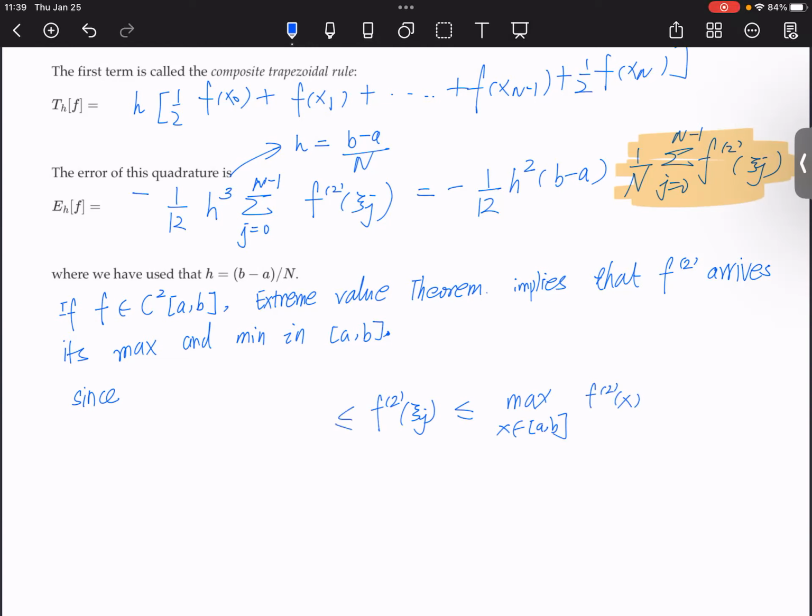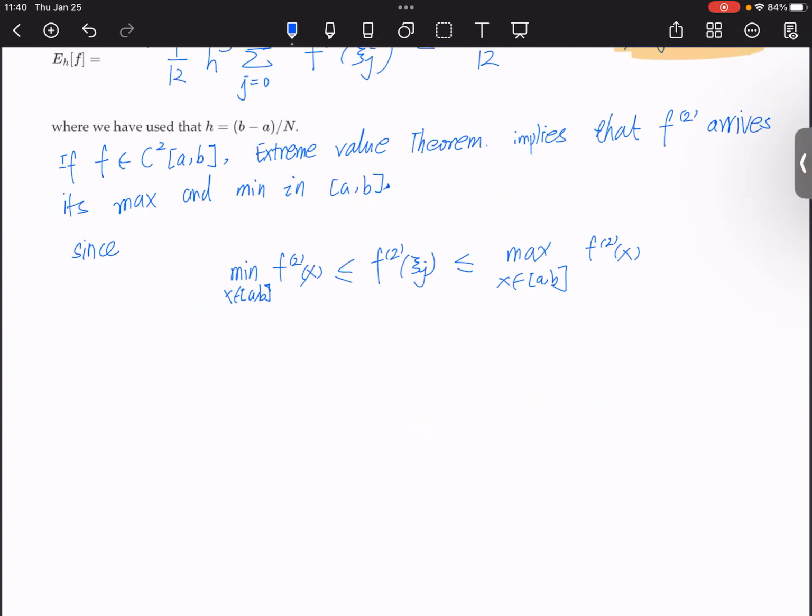And then the lower bound for this value is the minimum on that interval. And then this is the second derivative function. That's because we have maximum and minimum values on that interval. And then we can also bound the second derivative evaluated at x_j by its maximum and minimum. And this is very obvious.